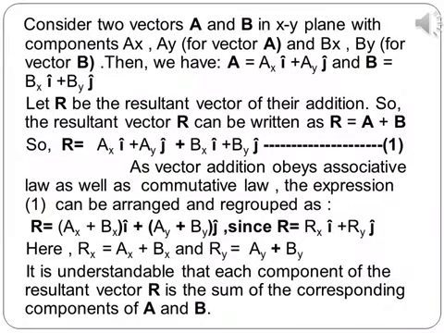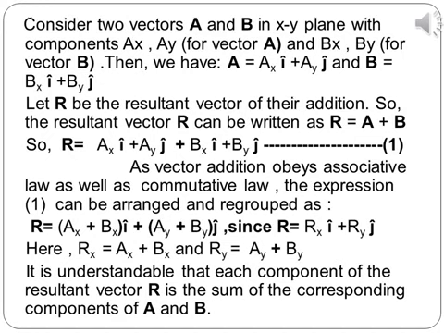Consider two vectors, vector A and vector B, in the xy plane with the components Ax and Ay for vector A and Bx and By for vector B. Then we have vector A is equal to Ax i cap plus Ay j cap, where Ax and Ay are the x and y components of vector A, and vector B is equal to Bx i cap plus By j cap, where Bx and By are the x component and y component of vector B.